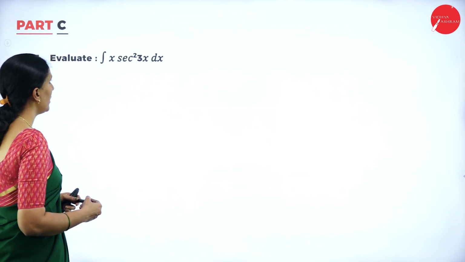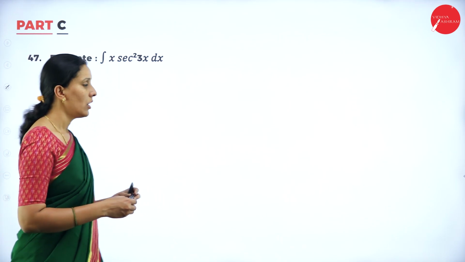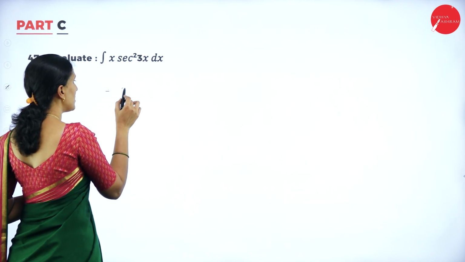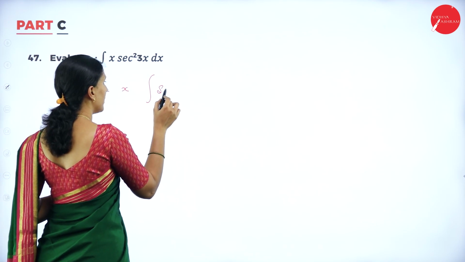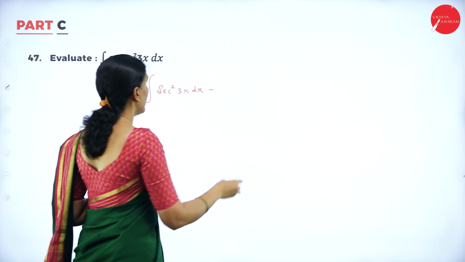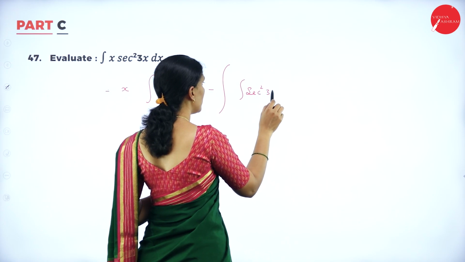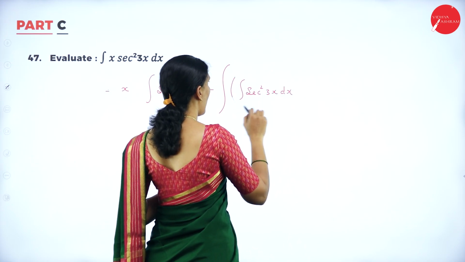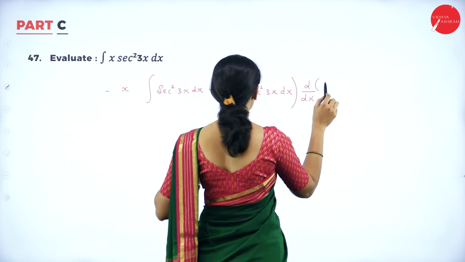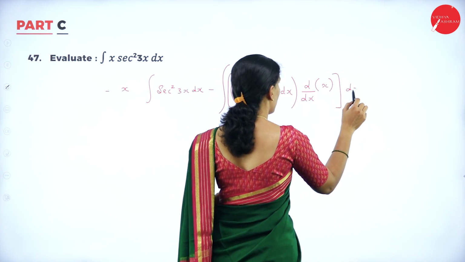Next, evaluate the integral of x into secant square 3x dx. We have two functions under the integral. So let us use integration by parts. So what does it state? First function, integral of the second, that is secant square 3x dx, minus the integral of, we have here, the integral of secant square 3x dx, and the derivative of the first function, that is, the derivative of x with respect to x, we have again.